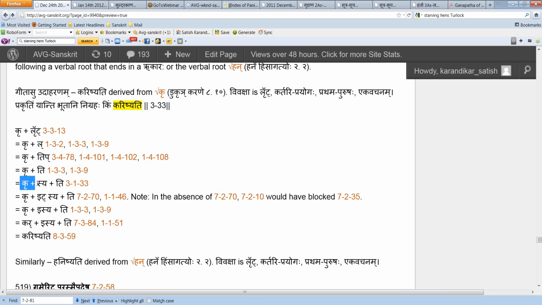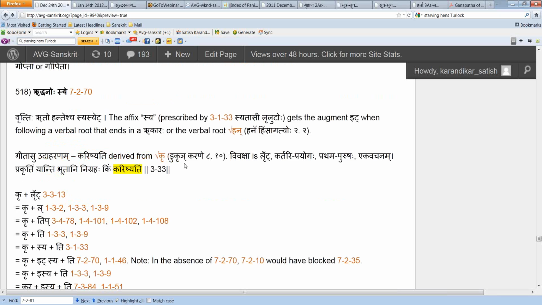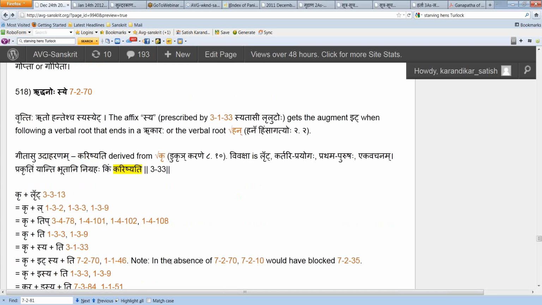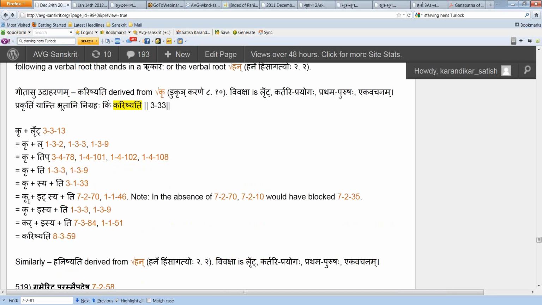So up to this step, there is nothing special. Now comes 7.2.70, which says that if the dhatu ends in ru-kara, Ruddhanosye, then even though this dhatu is anudatta-padeshaha, because Panini said so, the sya pratyaya does take idagamaha. It doesn't matter that the dhatu is anudatta, this is a vishesha vidhanam, a special rule, so we get idagamaha here for the sya pratyaya only. Again, Sutram 7.2.70 is only for the pratyaya, for nothing else.